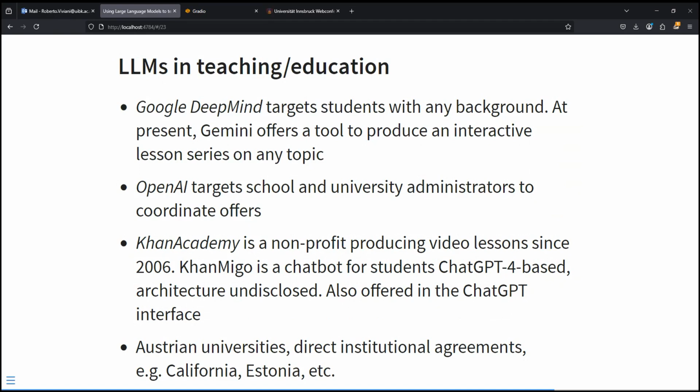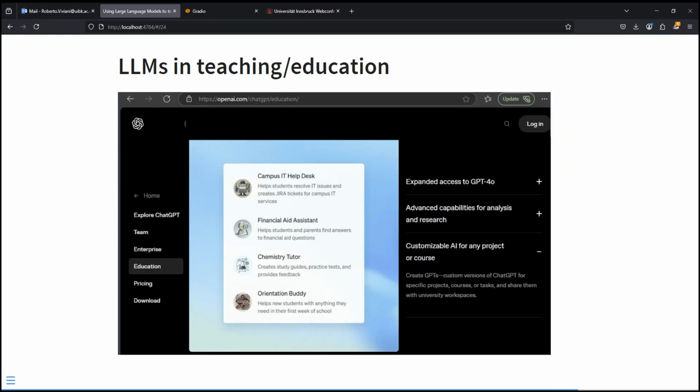And then we have institutional agreements like the one we have here. I don't know exactly what it does, because it's just access to ChatGPT. I asked them, didn't get any answer. But there are also places like Estonia, which is striking contracts directly with OpenAI and Anthropic to provide access to the models in schools. I don't know exactly how it works, but this is what OpenAI offers. And it is a tutor. Okay, so that's how it works.